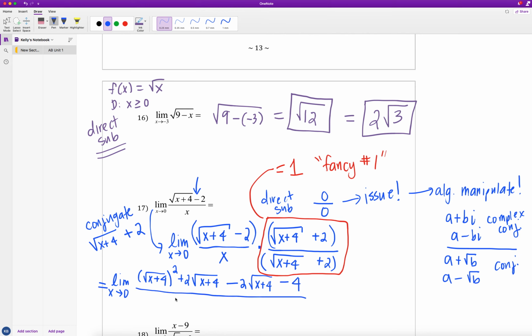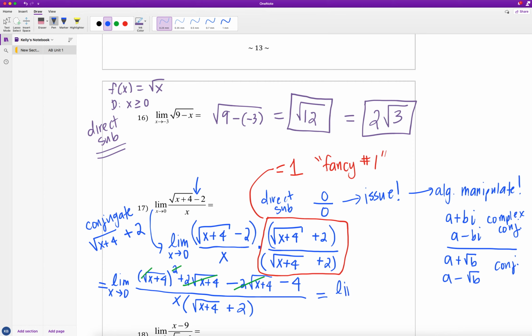In the denominator, I'm not going to FOIL it out, and we'll see why in a second. I'm just going to leave that alone as our original denominator of x times our conjugate. Now in the numerator, I have a positive 2 times the square root of x plus 4 minus 2 times the square root of x plus 4, so those are going to cancel each other out. That's the nice part about the conjugate: the middle terms cancel out when you FOIL them. And for the first term, the square root of x plus 4 squared, the square root and the square cancel, and I just end up with x plus 4.